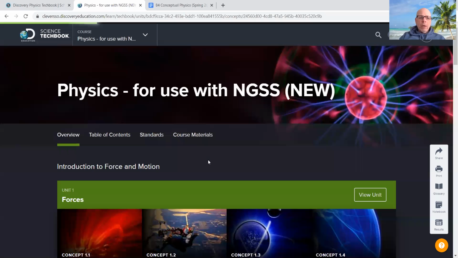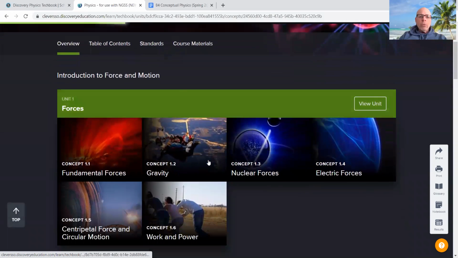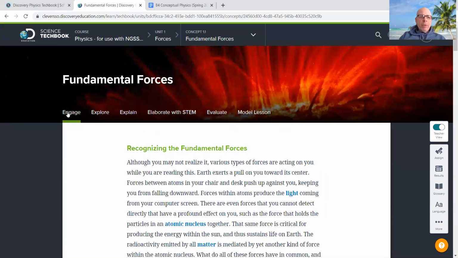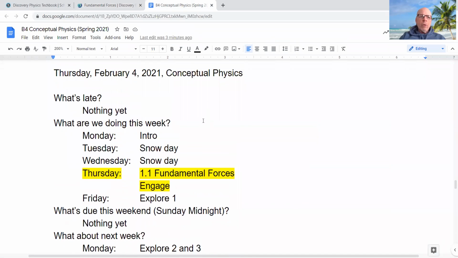And so if we click on that, it opens up a whole new set of pages. And here there are these tabs: engage, explore, explain, elaborate, evaluate. Now model, that's for me. Let me turn off the teacher view and that should go away. So these are the parts of the assignment that I was referring to when you said, oh, this doesn't make sense. We don't even know what you're talking about.